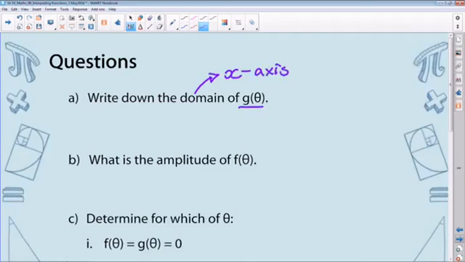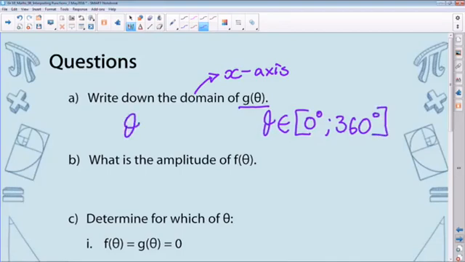And so for g of x, it's going all the way from 0 through to 360 degrees, but it does not equal 90 degrees, and it does not equal 270 degrees.